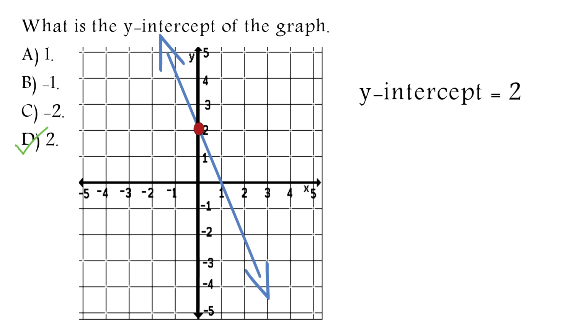You could have been asked to find the x-intercept. This is simply the point the line meets the x-axis, so this will be that point. Therefore, the x-intercept is 1.